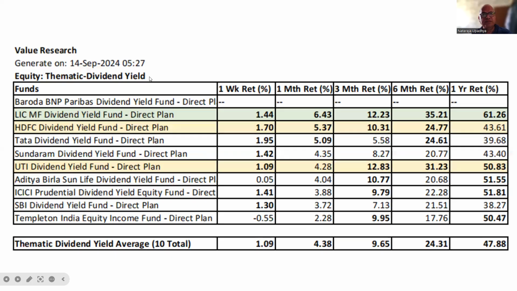Next come dividend yield funds. There are only 10 funds. Subdued 1.09 for the week, 4.38, again subdued, for the month, 9.65 for 3 months, 24.31 for 6 months, 47.88 for 1 year. Only one is in green, LICMF Dividend Yield Fund, which gave 6.43 for the month and 61.26 for the year.